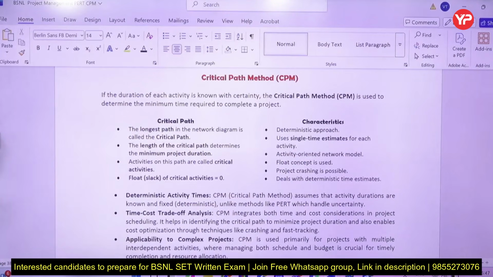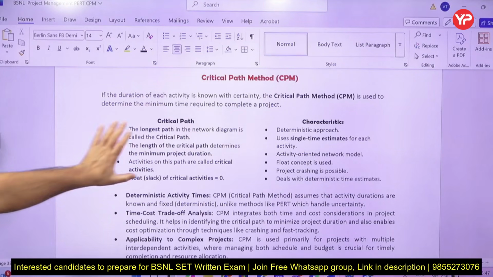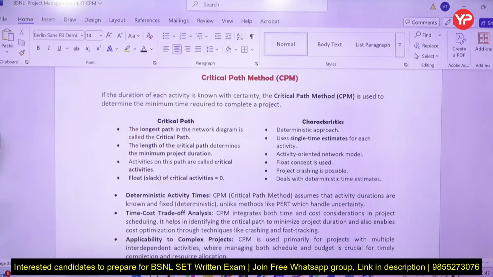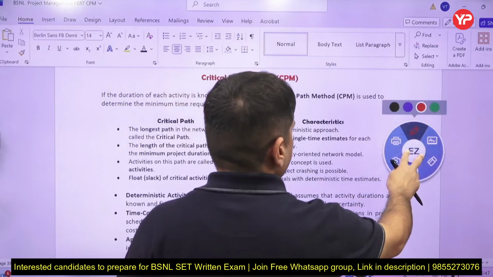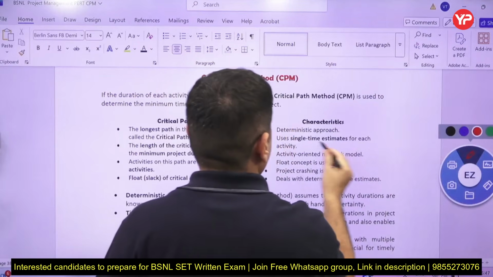Critical path method is the critical path, the longest path, as I told you, the shortest duration in which the project can be completed, and the float for critical activities is 0. Critical path method, basically CPM, is a deterministic approach. Why do I call it deterministic? Because the time for each activity is clearly known.